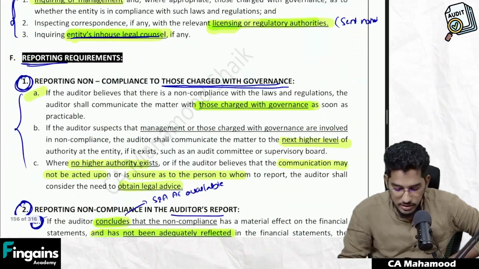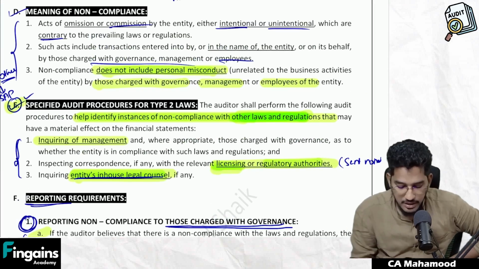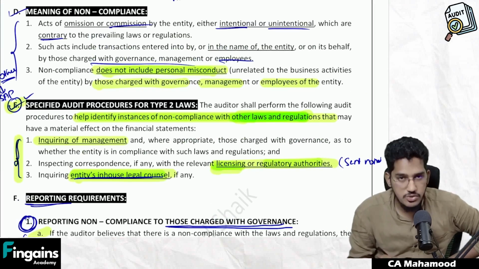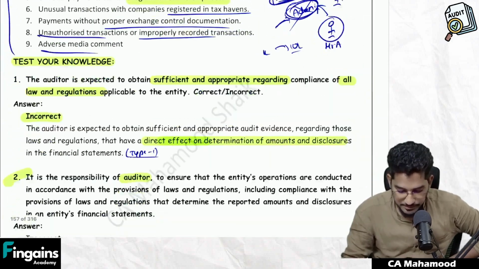Which paragraph will you write here? See this paragraph, E paragraph you will write here. So there are 3 specified audit procedures. If you write this paragraph, that will be more than enough.